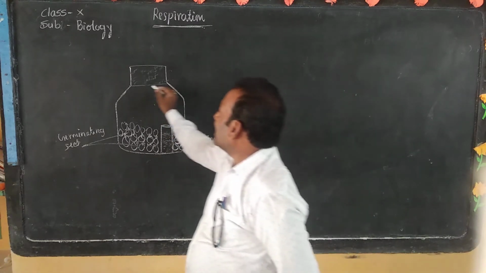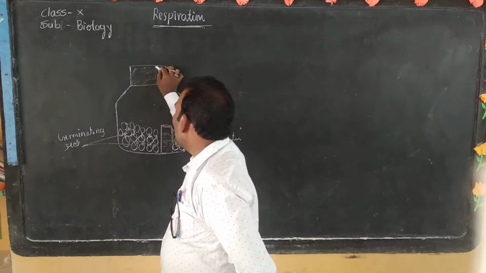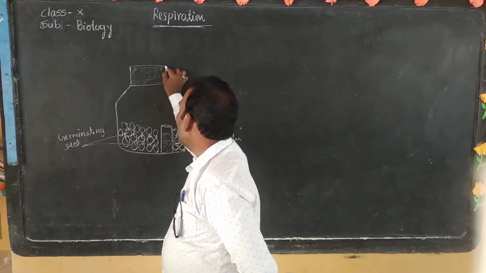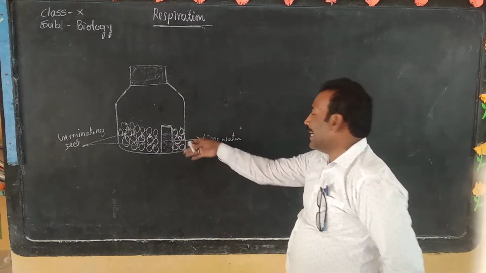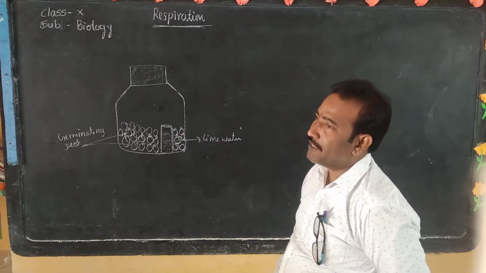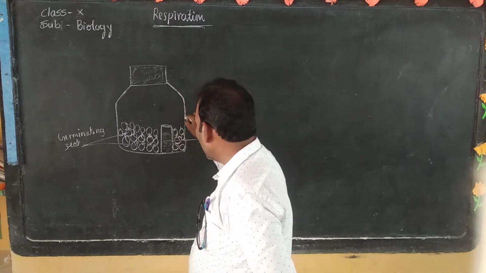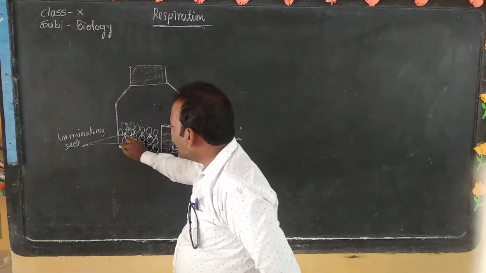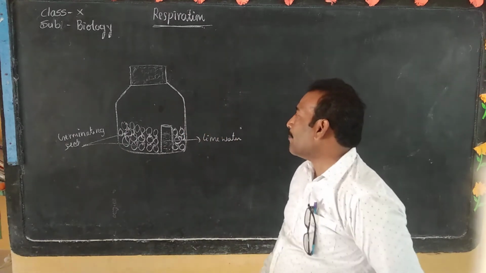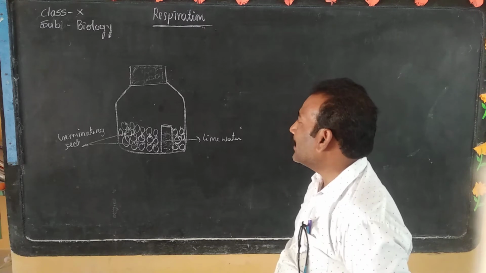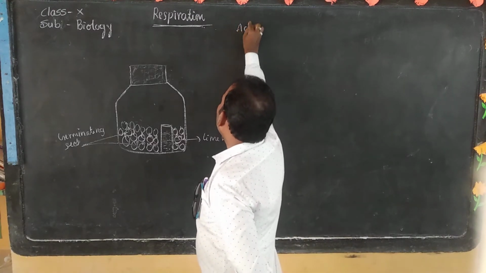The mouth of the bottle is covered by the rubber cork. Then keep this apparatus on the table without disturbance for 1 to 2 days. After the time is over, you will observe that lime water turns milky white. By this we understood that carbon dioxide is released during the process of respiration. So this is activity 1.